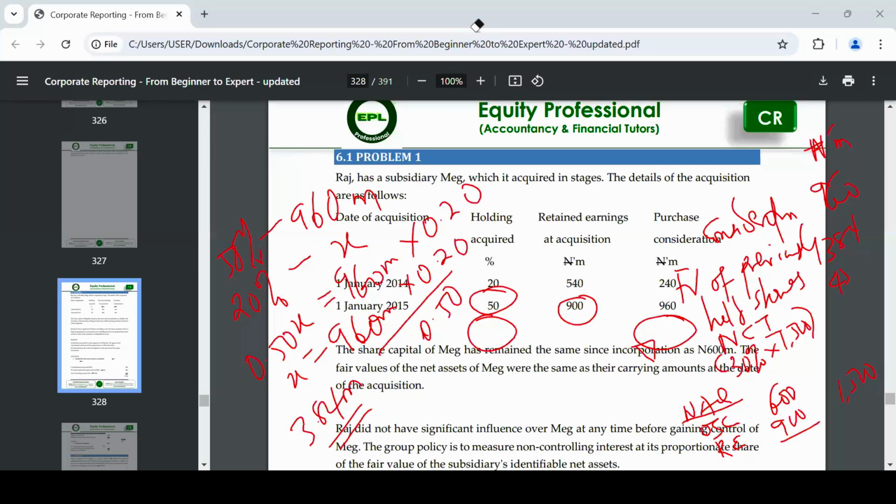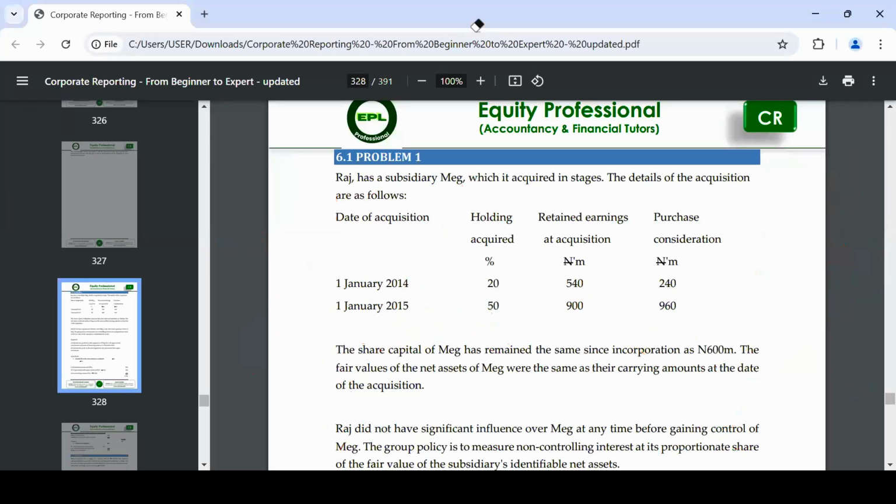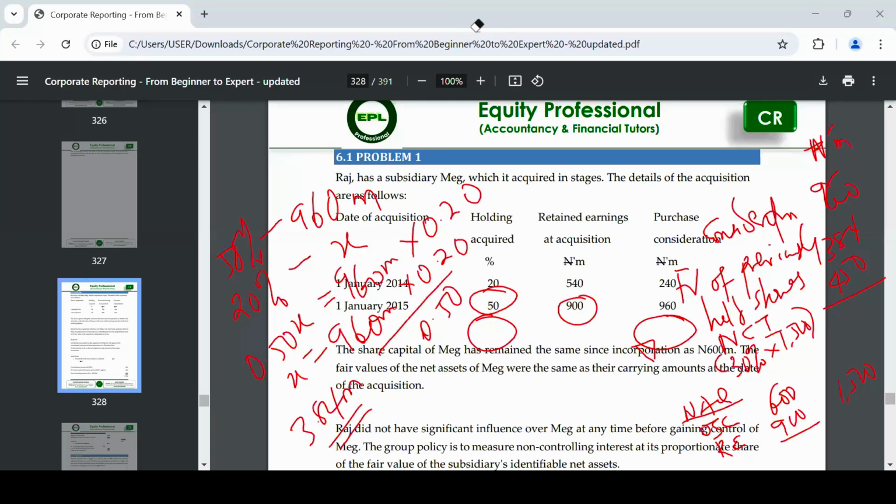So that 450, add it to 384 plus 960, you get 1794. 1794 minus 1500, you get 294. So the goodwill on consolidation will be 294. All right? Is this clear? How we got this goodwill? Is it clear?